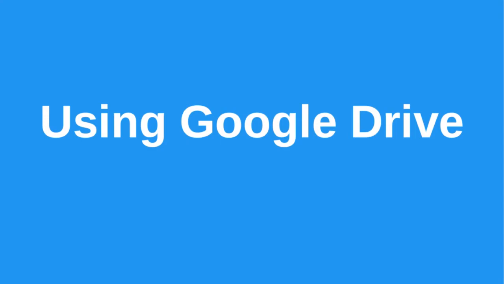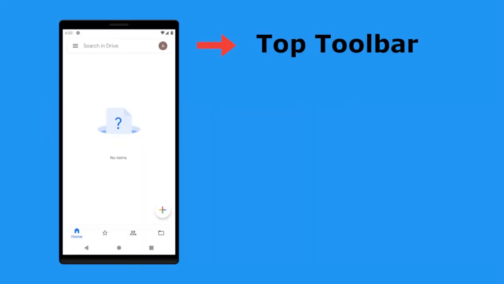Once you have Google Drive installed, start it. And before we continue again, let us quickly identify the different parts of the Google Drive app. On the top part of the app, we will call it the top toolbar. This contains from left to right the side menu button, the search text field, and the accounts button.